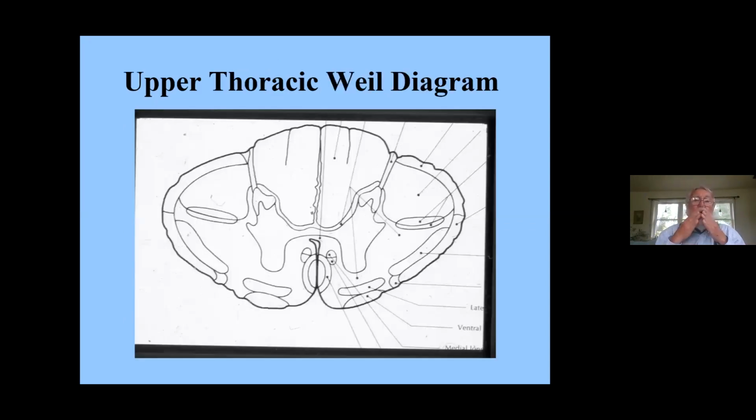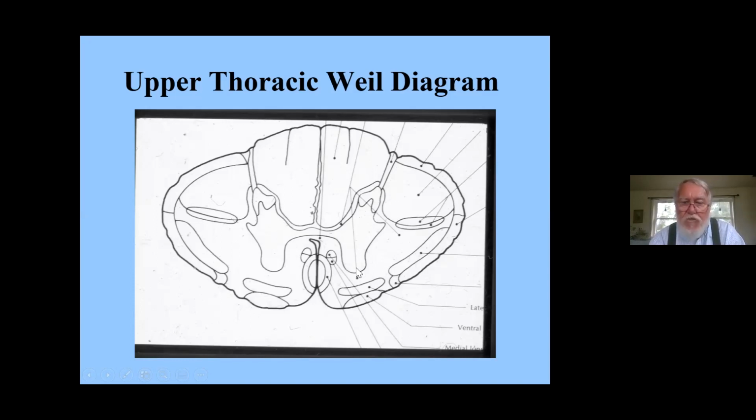So now we're going to look at a Weigert stain, which again stains fibers, and look at it in the upper thoracic cord. We're going to see the dorsomedial septum. Then we have the fasciculus gracilis, which has sacral, lumbar, and lower thoracic input. Then we have the fasciculus cuneatus. The most lateral portion is going to have upper thoracic input. Then we have the dorsal horn. We have the base of the dorsal horn with the nucleus of Clark.